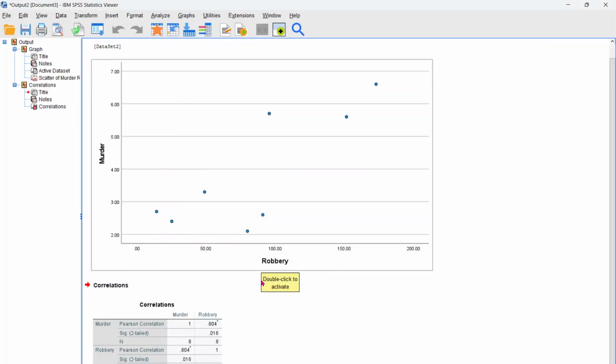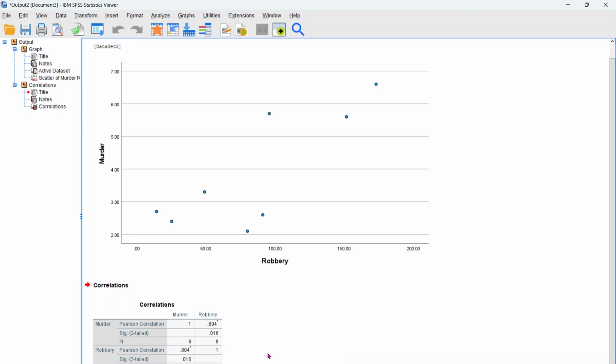Hit go, and we get a correlation metric of 0.804. That's pretty good, especially considering the size of the data. Significance is 0.016. It's significant. Is it strikingly significant? It's less than 0.05, but it's not super less than 0.05. But anyways, it's good enough for us to do a regression model and get our equation for murder by robbery.